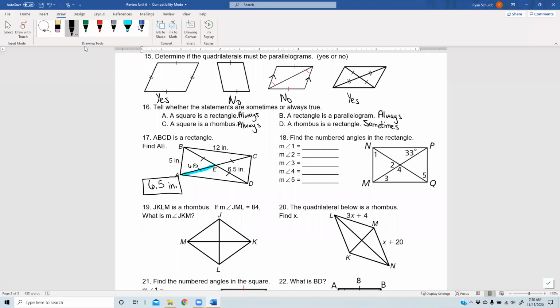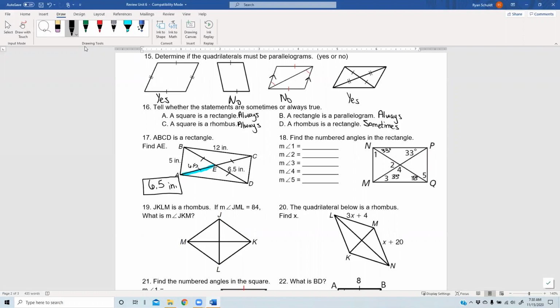Okay, number 18, find the numbered angles in the rectangle. Well, let's see. I know this angle is 33, so I'm going to go through like we did in class, do all the angles, and then just fill the blanks in at the end. This one by P is 33. That means this one needs to be 33 degrees. This one's going to be 33 degrees. That one's going to be 33 degrees.